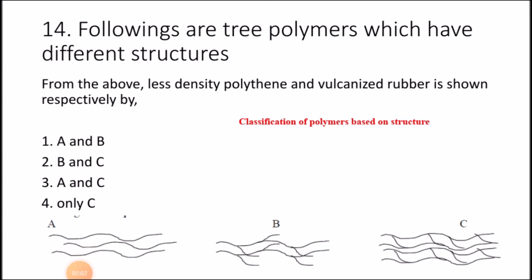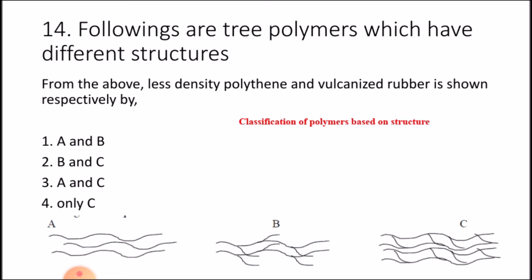Question number 14. Following are three polymers which have different structures. From the above, low density polythene and vulcanized rubber are shown respectively by. So this is related to the classification of polymers based on structure. So here the three structures given are linear polymers, then polymers with branch chains, then polymers with crosslinks.